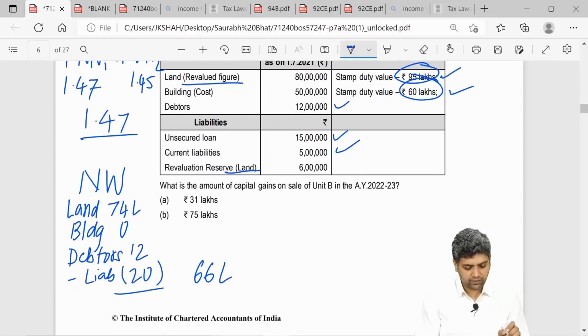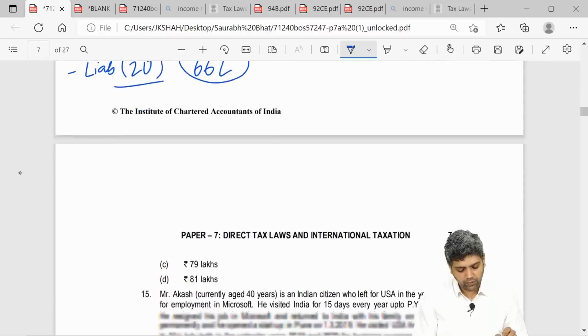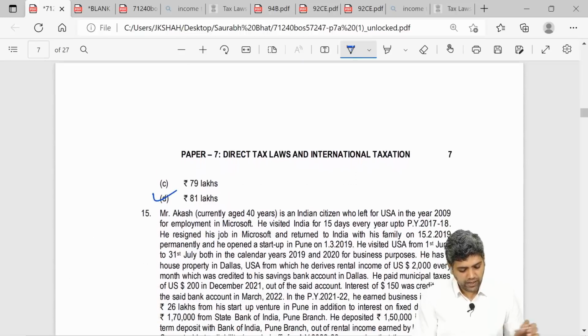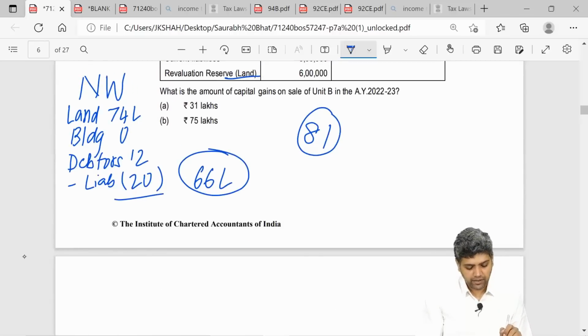1.47 is higher. So I have transferred something for 1.47, of which cost of acquisition is 66 lakhs. So my capital gain would come to 81 lakhs. That would be the answer D. 14th question, the answer is D, 81 lakhs.